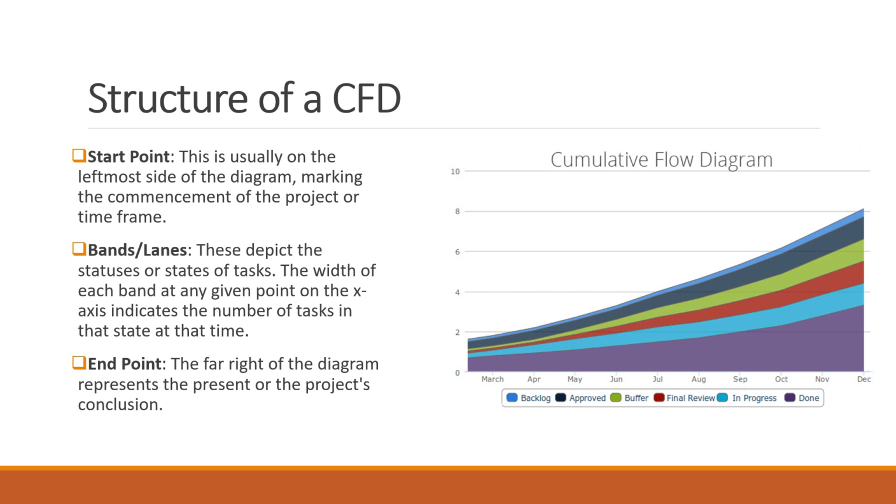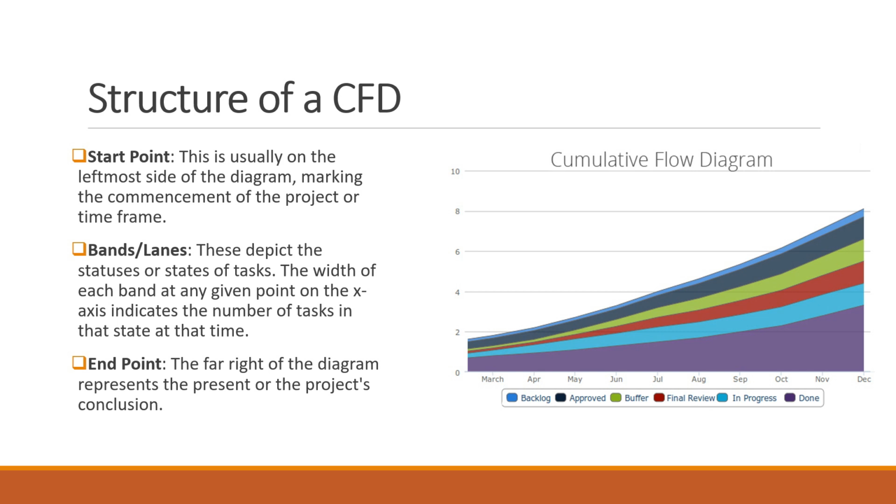Structure of a cumulative flow diagram. At its core, the CFD consists of several colored bands, each representing a particular state of work, such as to do, in progress, and done. The horizontal axis denotes time, while the vertical axis denotes the number of work items.